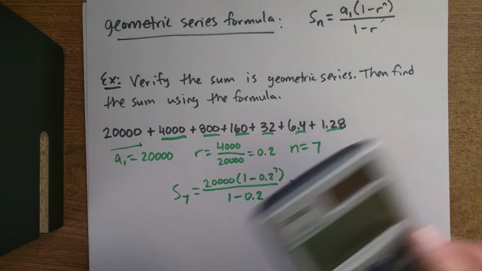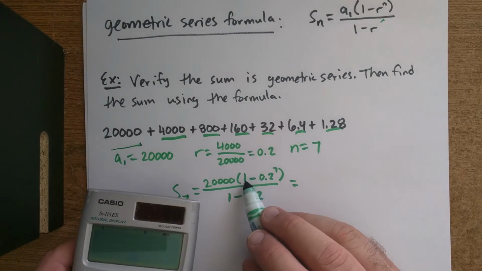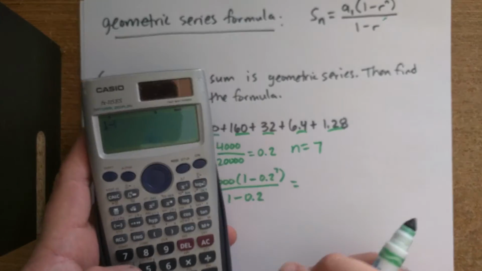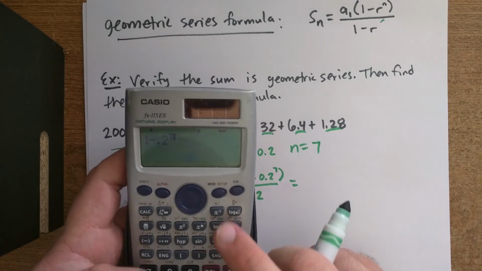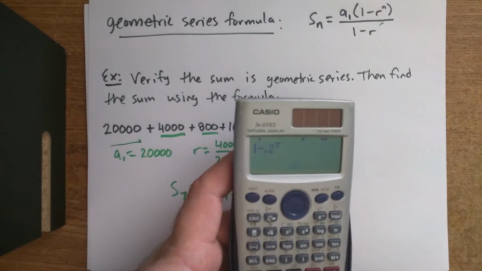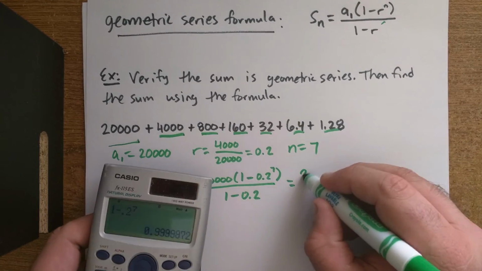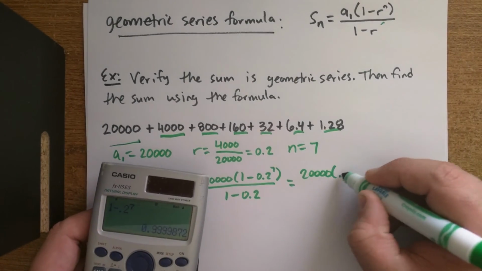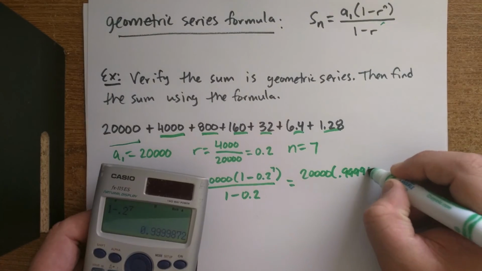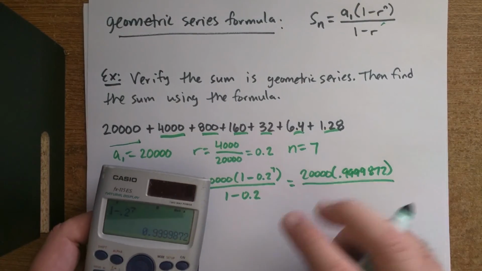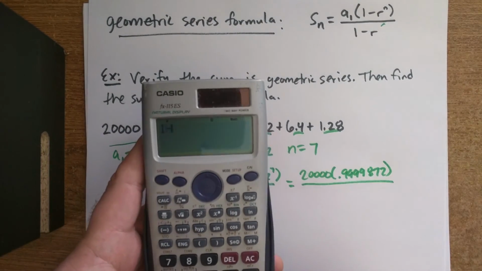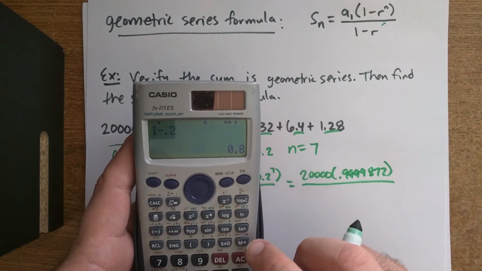Alright, now follow your order of operations. We can do 1 minus 0.2 to the power of 7 right away. So we get that number, 0.9999872. Let's also figure out what's 1 minus 0.2. That's 0.8.